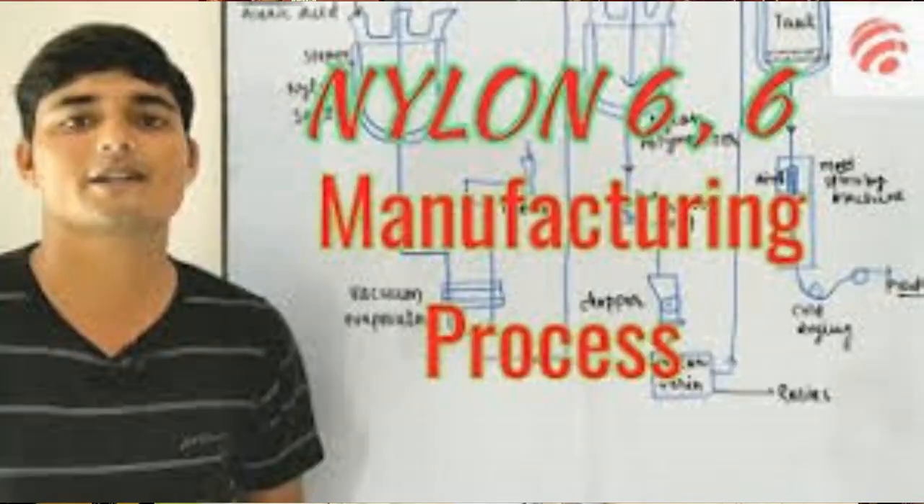And next point is what are the raw materials of nylon production? Nylon is a synthetic fiber which is generally made of coal, air and water. This is the information regarding nylon manufacturing.